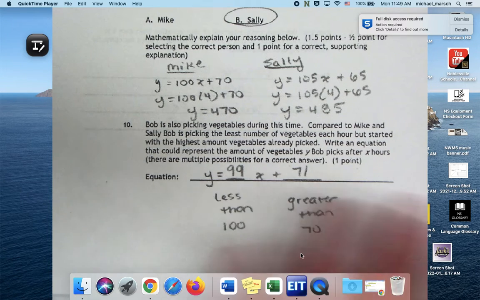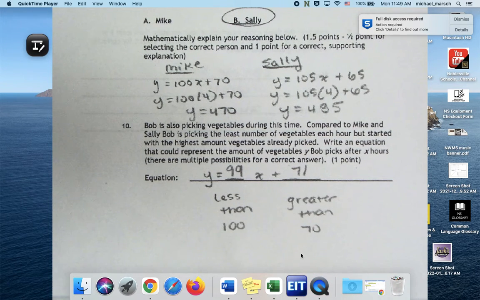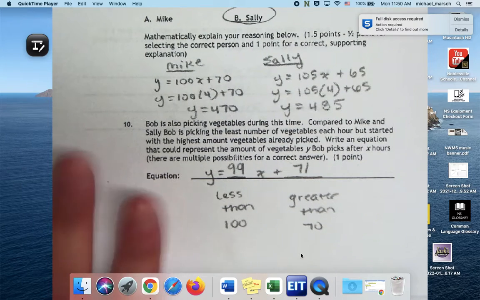Okay, and then, like I showed you guys about 10 minutes ago, you weren't supposed to do 11, 12, or 13, so we're going to stop right there.